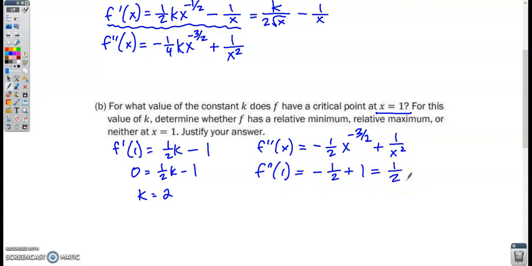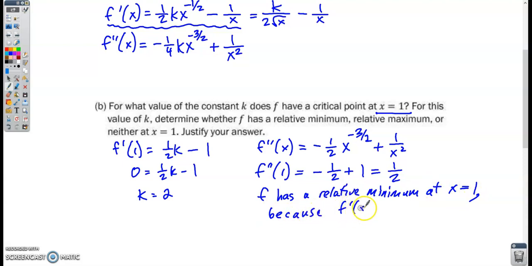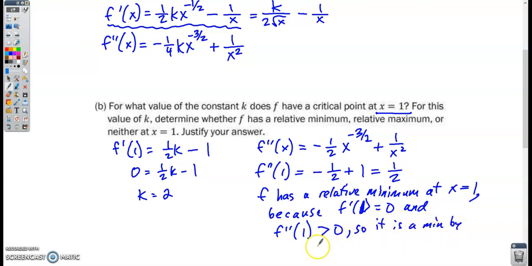It's positive. So f has a relative minimum at x equals 1 because f prime of 1 equals 0, and f double prime of 1 is greater than 0, so it is a min by the second derivative test. So there we've used the second derivative test again.